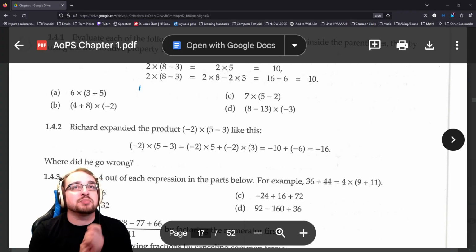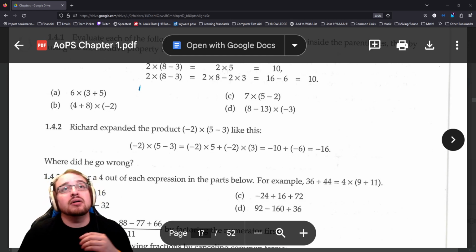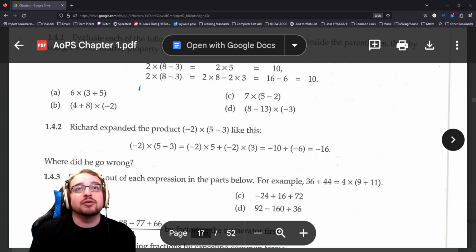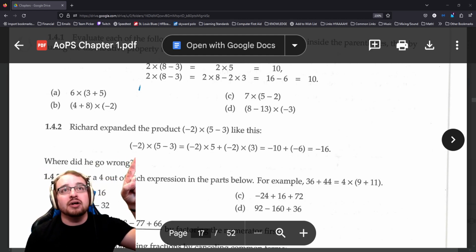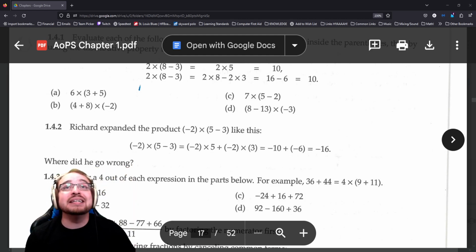It says Richard expanded this product, the quantity of negative 2 times the quantity of 5 minus 3. So it looks like by expanded the product, what they mean is he took that negative 2 and he multiplied it by the pieces, 5 and negative 3. So it looks like negative 2 times 5, that checks out. And then he said plus negative 2 times regular 3. And so the question is, where did he go wrong? Well, it should have been negative 2 times negative 3, right? Because that's what it says in the original problem right here. There's a negative 2, and then right next to the 5 is a negative 3. So that 3 should have been negative.